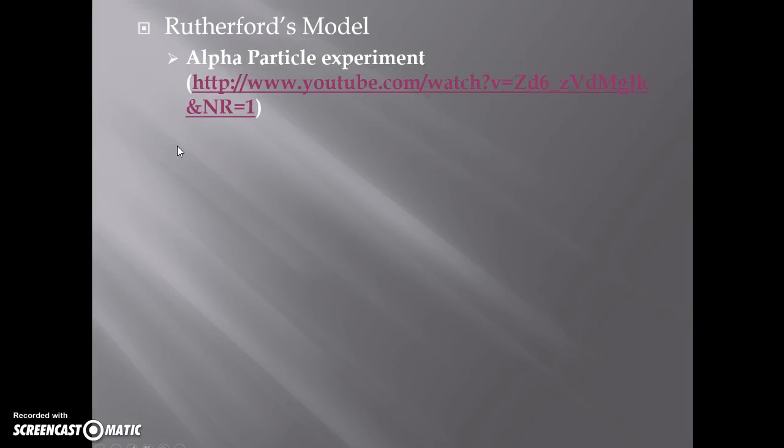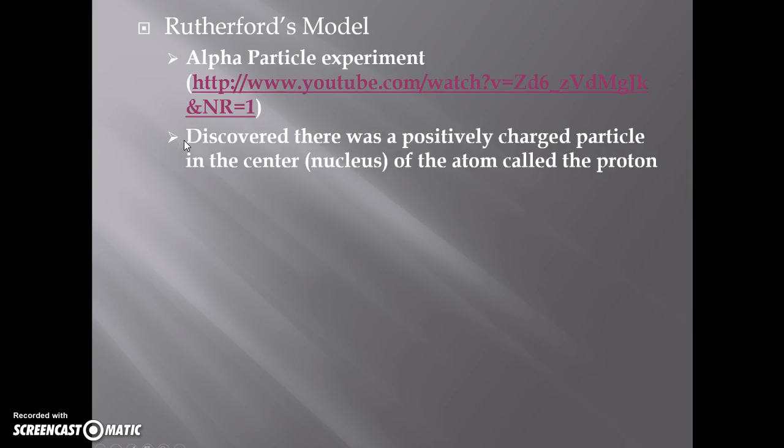Okay, so that's kind of a visual example of Rutherford's alpha particle experiment. And basically what he discovered was that there was a positively charged particle in the center, in the nucleus of the atom. And the way he did this is he shot these alpha particles, which everybody knew was positively charged. And what he was expecting is that they would shoot right through this gold foil that he had, and nothing should deflect. It should go straight through and provide a stream all the way through. What he found was that some of them were deflected at sharp angles.